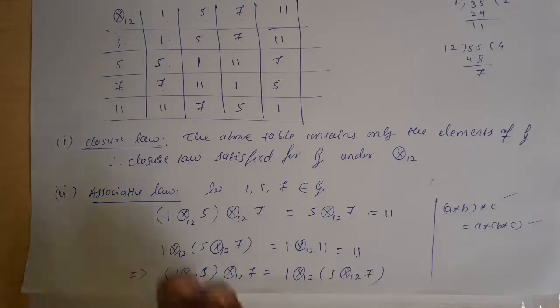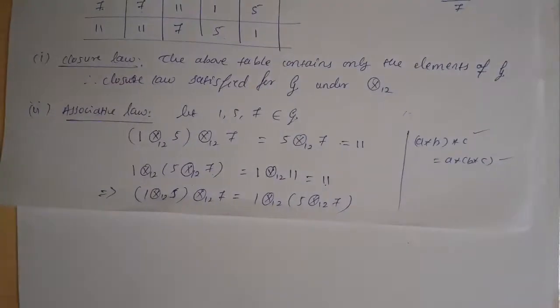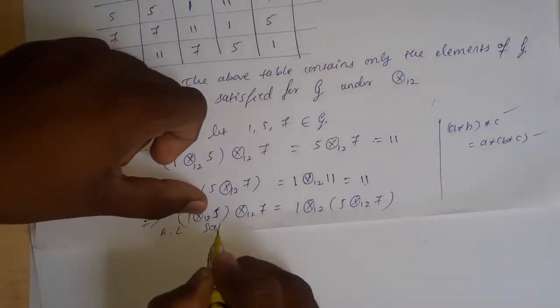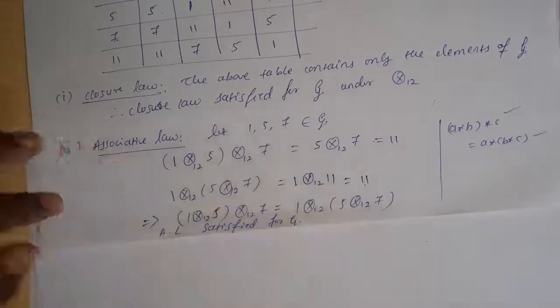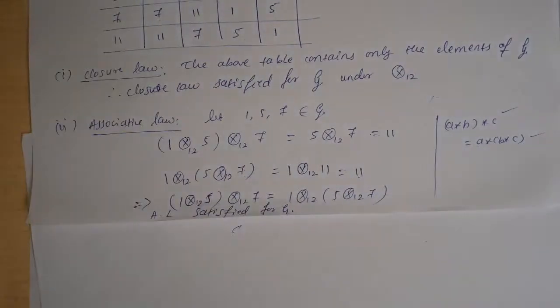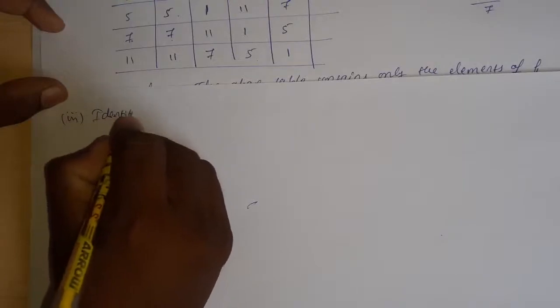You can verify the same thing by considering other elements, that is 1, 5, 11 or 5, 7, 11, whatever the possibilities are. So we can conclude that associative law is satisfied for G. Then the next one is identity law, that is the third law, identity law.